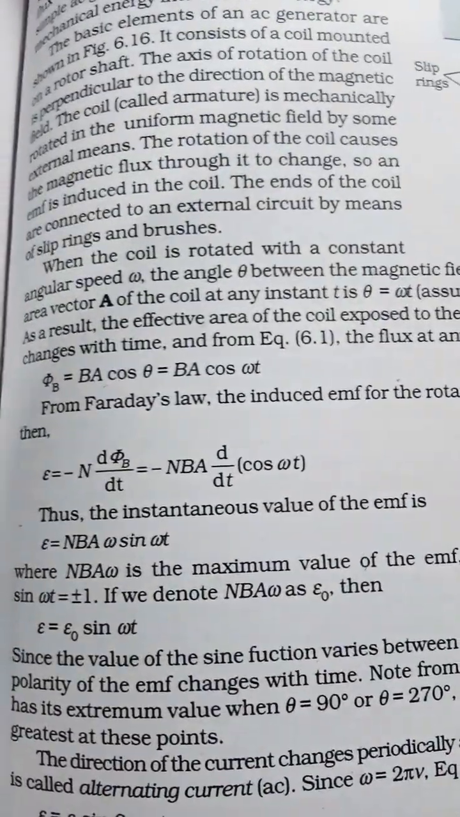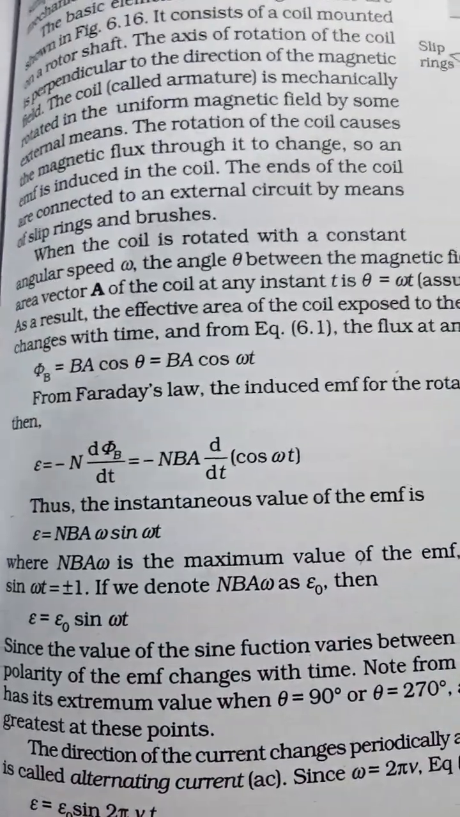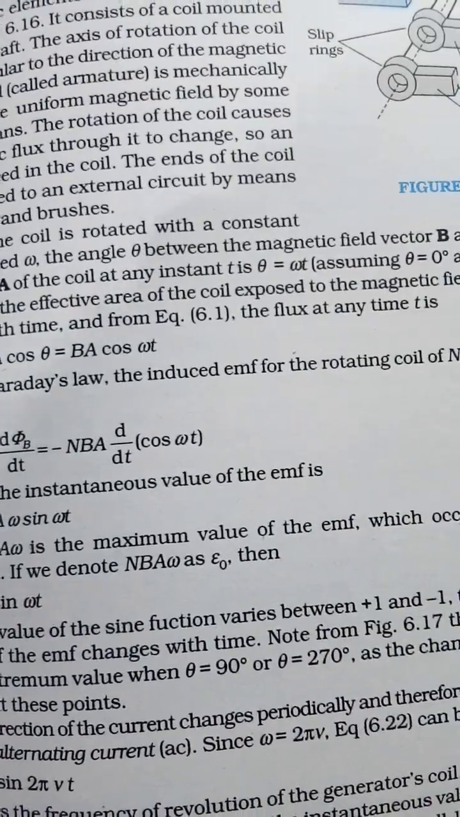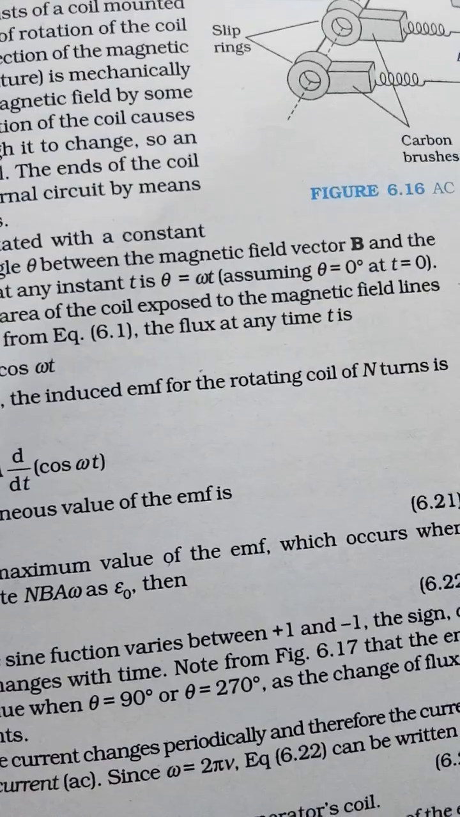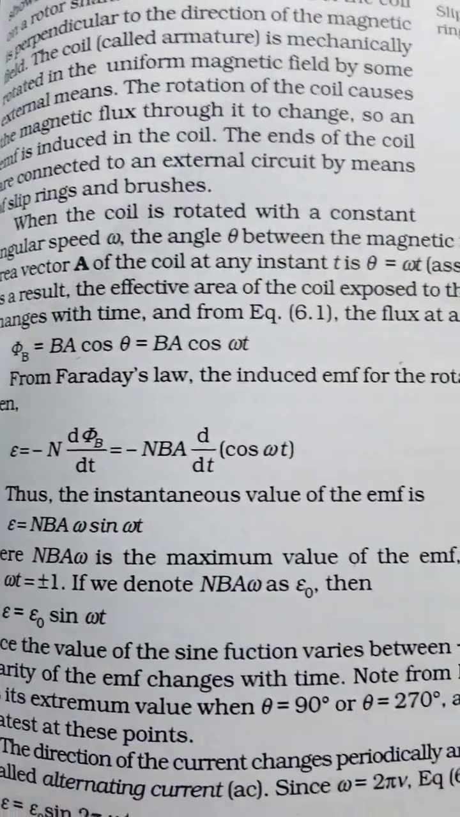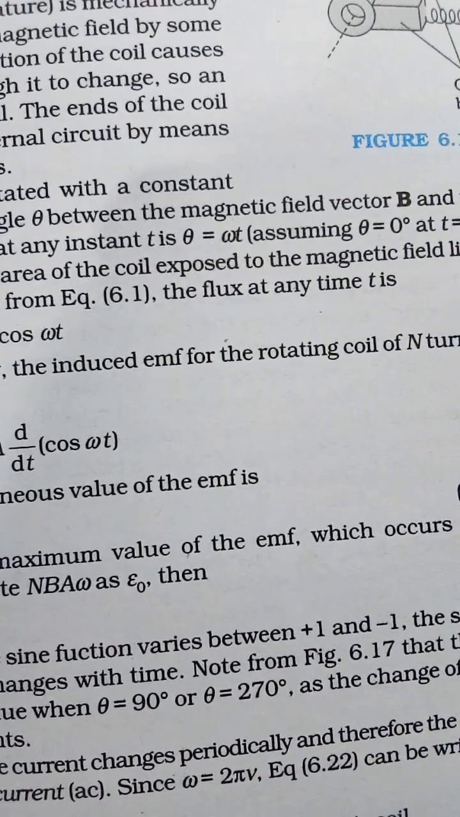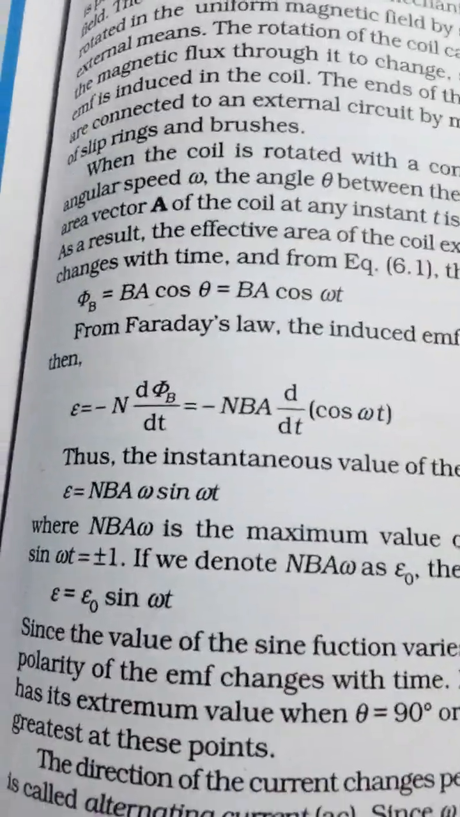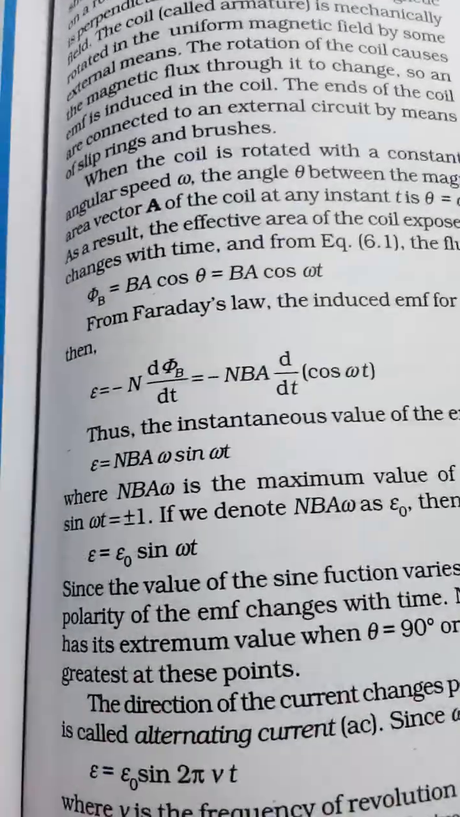When the coil is rotated with a constant angular speed omega, the angle will be theta, and the angular speed you will see here. The magnetic field vector B is very important. So, scalar and vector, when you study, this will provide you B, and the area vector A of the coil at any instant t makes an angle theta, assuming theta is 0 degrees at time t equals 0.